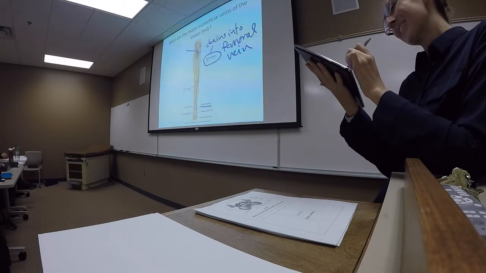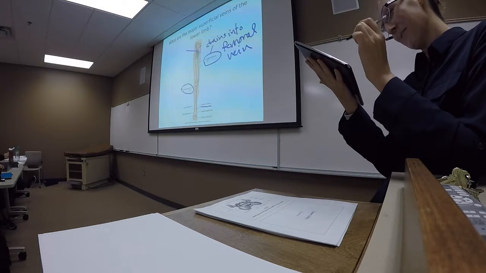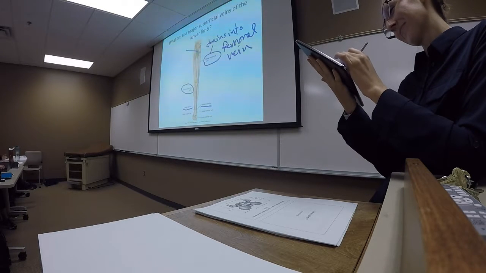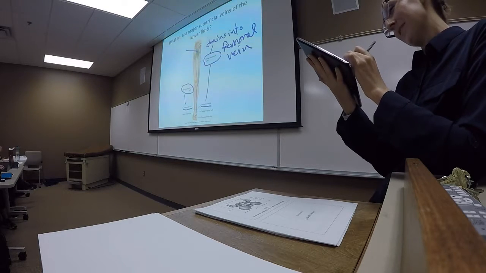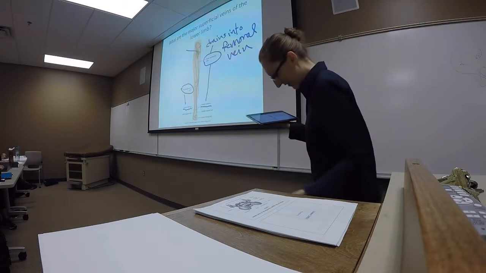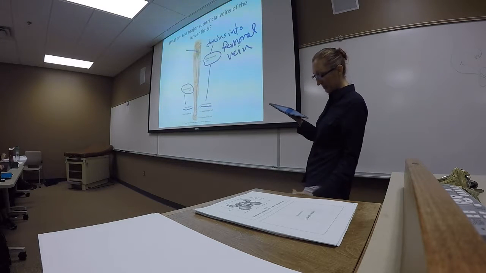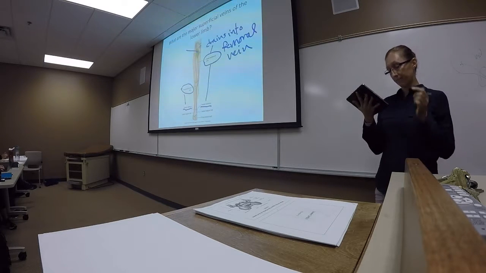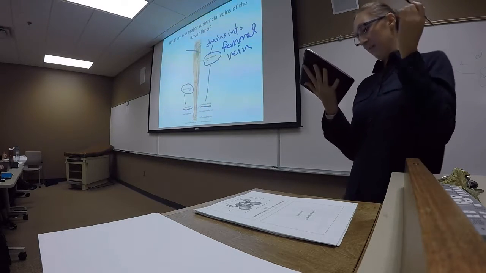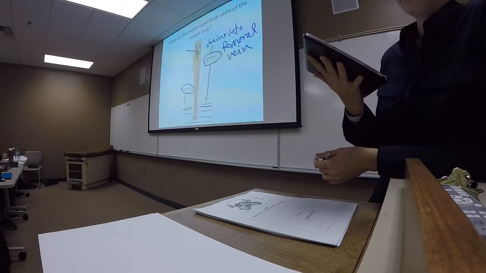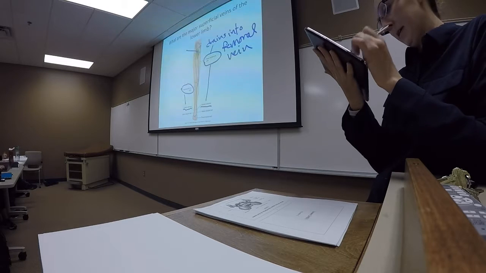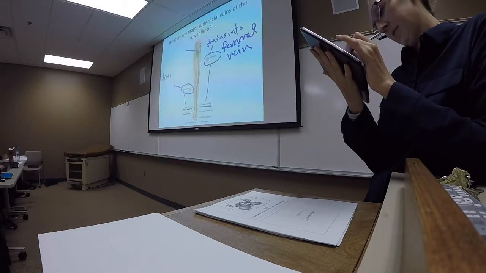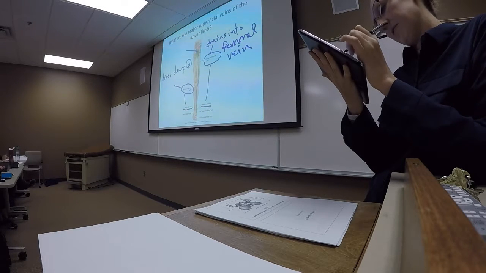Then we also have the small saphenous vein, which begins at the lateral malleolus, runs around to the back of the leg, and runs up the back of the leg right in the subcutaneous fat layer until it reaches the popliteal fossa at the back of the knee. Then it dives deep at the popliteal fossa.